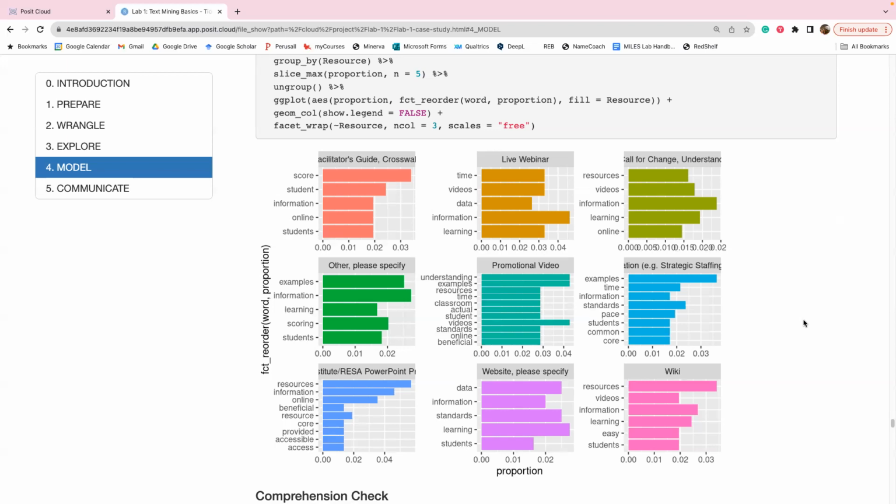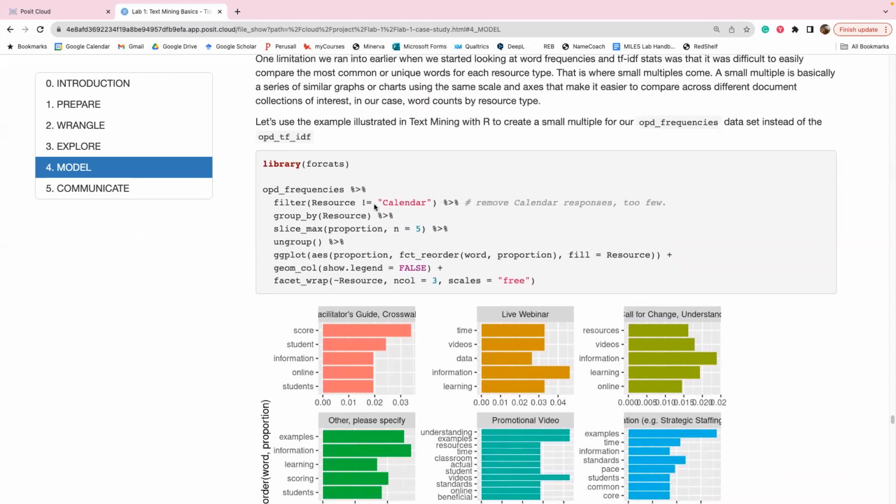All right, so this might be something that you want to try on your own. And if you have questions, please feel free to reach out to me. Yeah, go ahead. What is the name of this space? What's that? So this is in Posit Cloud.